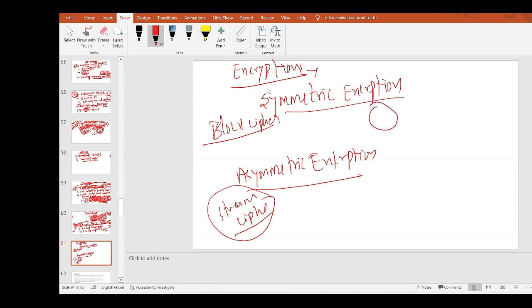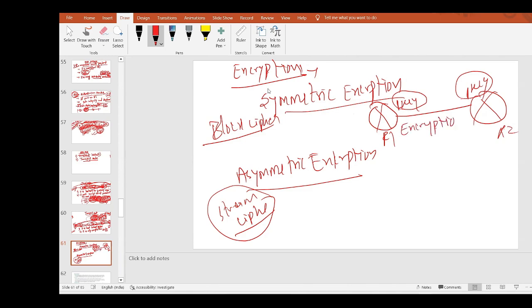It's like there is a router 1, there is a router 2, suppose. R1 and R2. What happens in symmetric encryption is there is one key. Both are using one single key. So both router 1 and router 2 have one key, and they're using the same key for encryption and decryption of the packet.